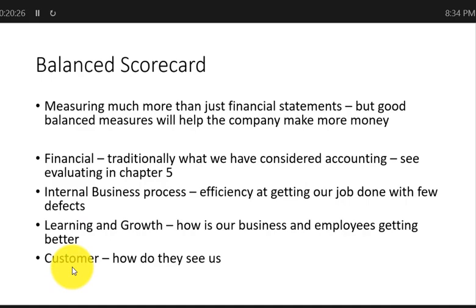And the last one is, how do our customers see us? What do they perceive from us? Of course, if we're very efficient, if we're doing 30 things with a few defects, they're going to see us as high quality. But do they see us as on time? Do they see us as providing value? Do they see us as actually explaining how to utilize our product in a way that is beneficial to them? Those are all part of how the customer sees us.